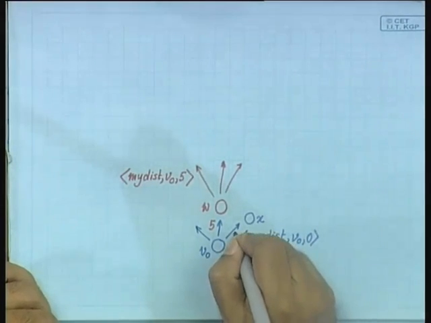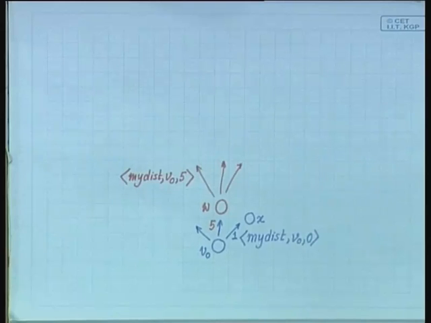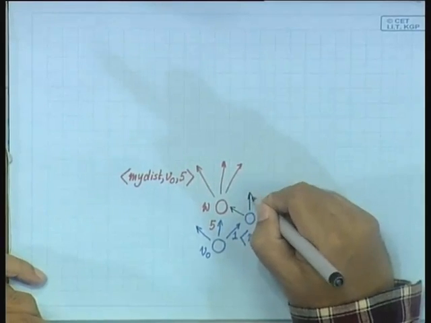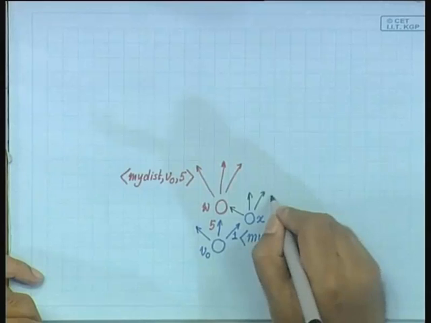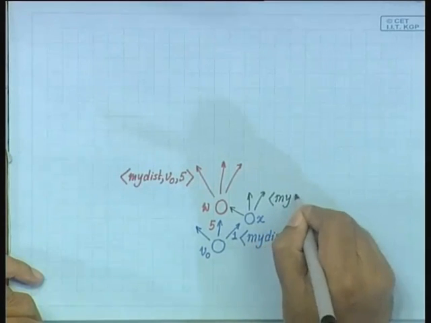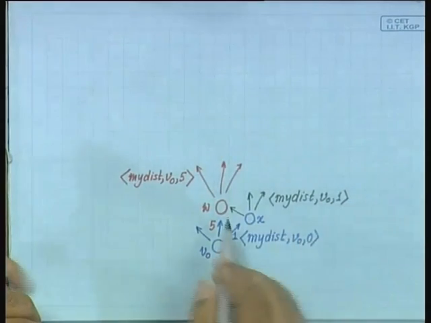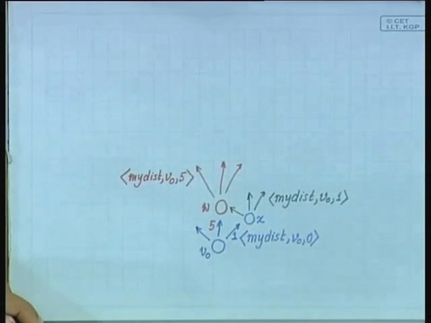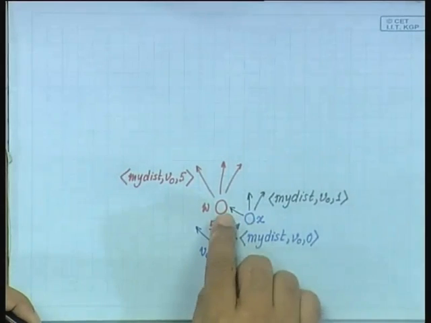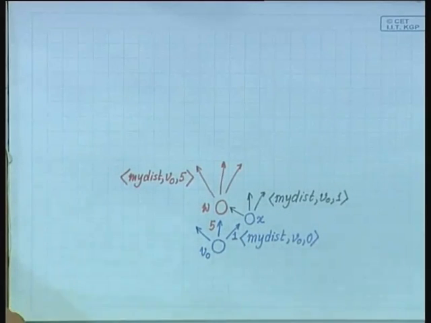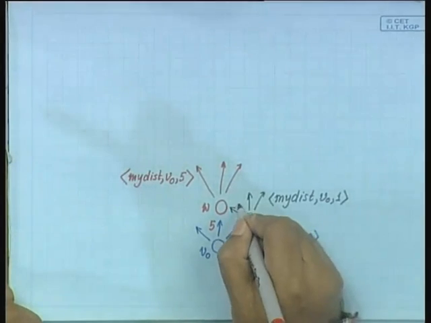Let us say that this distance is 1, right, and let us say that W is one of the neighbors of x. Now, what message does x send? X sends the message, my dist V0 1. Now, remember that W has already sent my dist V0 5. Now, it gets a my dist V0 1 message, right. Now, let us say that this edge has a cost of 2.